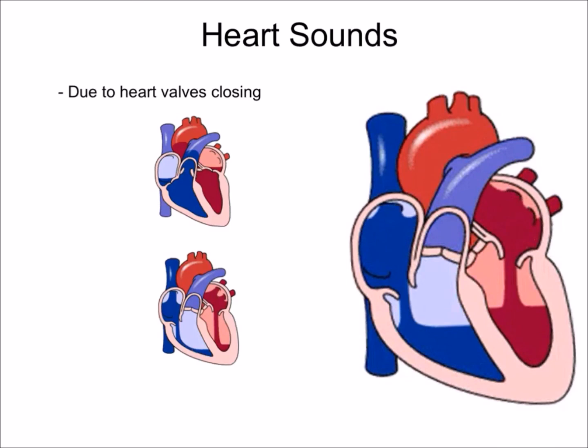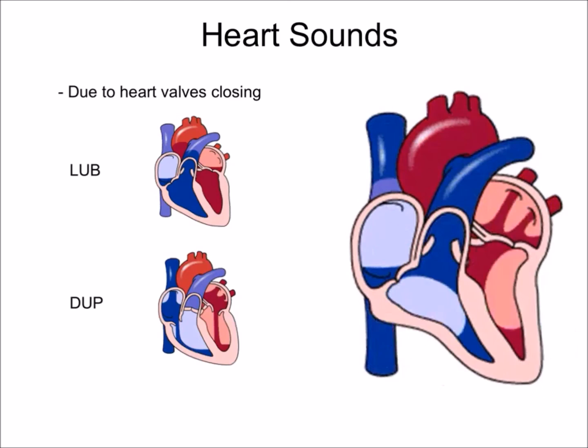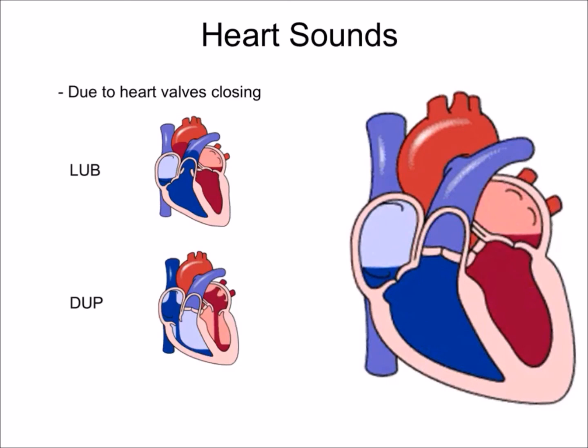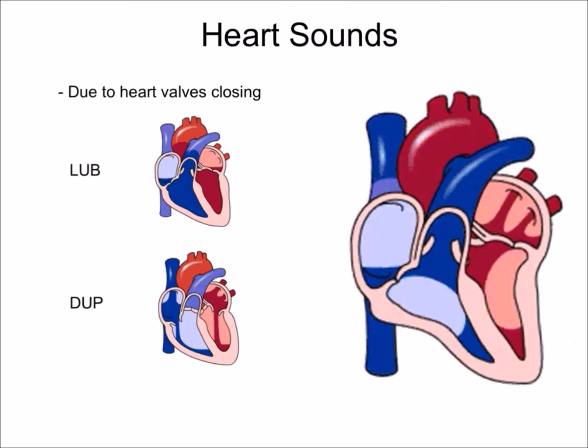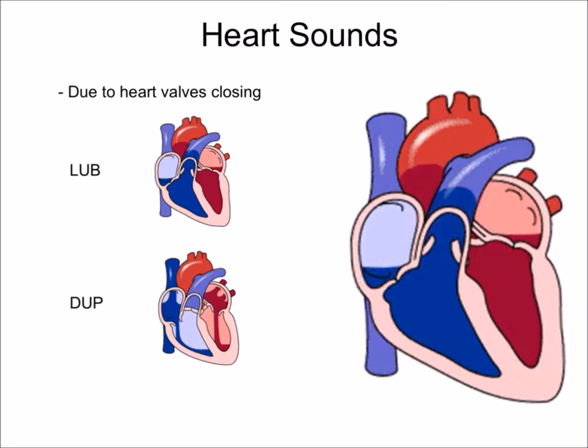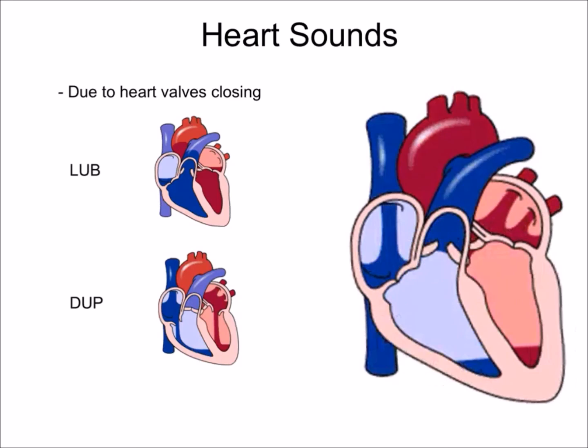The first heart sound that you hear is due to the atrioventricular valves closing. We call this lub. And the second heart sound is due to the semilunar valves closing. We call this dup. So when you hold a stethoscope up to your heart and you're listening to your heartbeat, you're actually hearing lub dup, lub dup, lub dup. And this is all due to the cusps of the valves slapping against one another while they're closing.